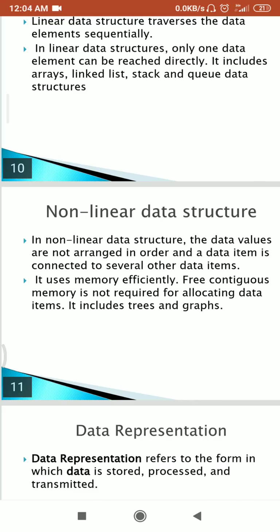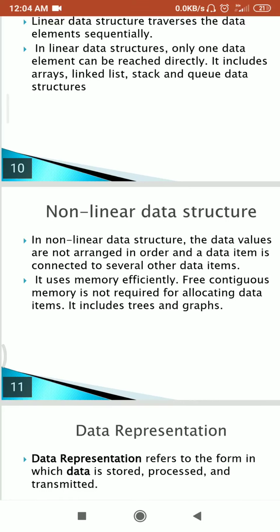These are not continuous locations, so we cannot get them sequentially. In a non-linear data structure, the data values are not arranged in order. They are not arranged in continuous locations, and a data item is connected to several other data items. For example, data will be scattered in the memory, and then these will get connected, becoming one-by-one data linking.